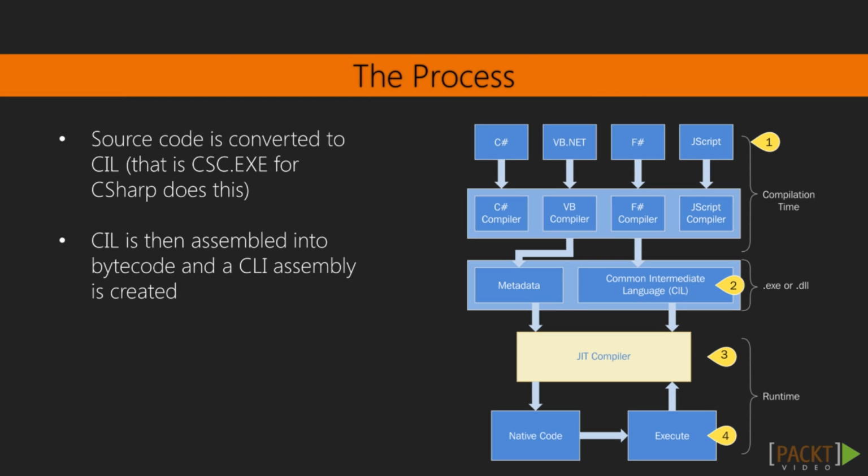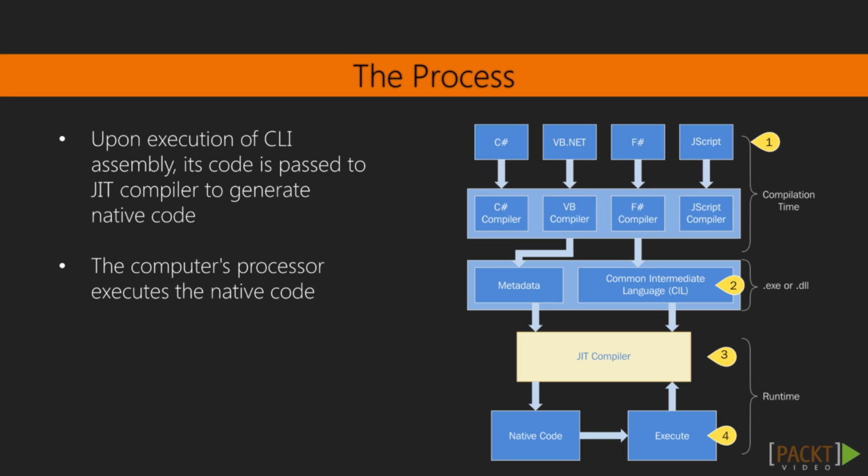The source code, such as C# or VB.NET, is converted first into CIL. Step 2 is CIL is assembled into bytecode and an assembly is created. So if you were doing code from a DOS prompt and you use the C# compiler, which would be csc.exe to compile code, that creates an assembly, an executable code.